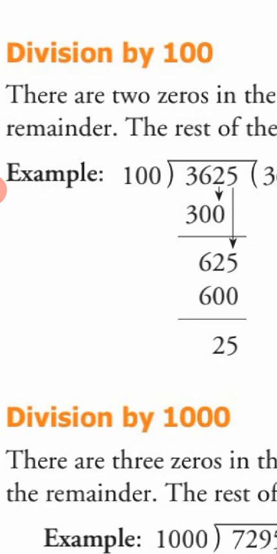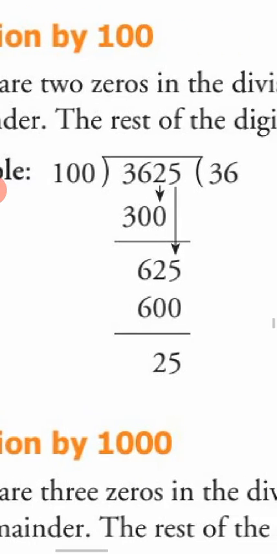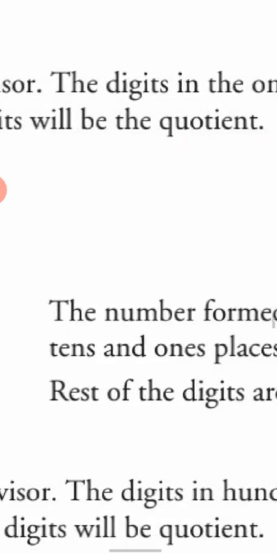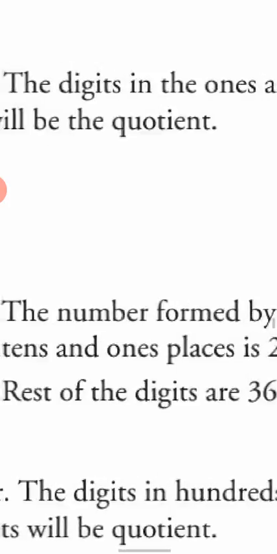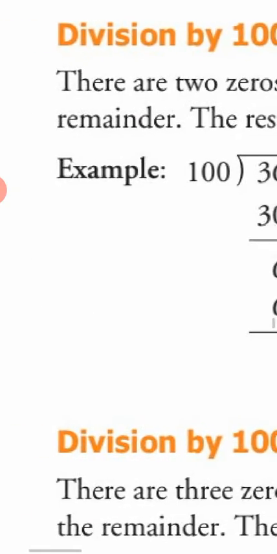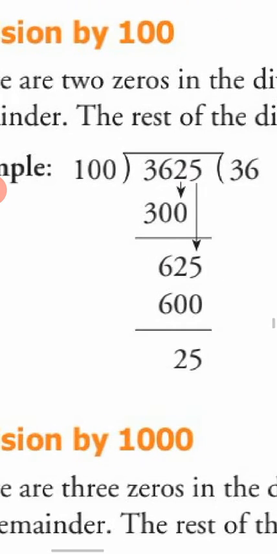Now, when you are dividing with 100, means your divisor is 100 and it is having two zeros. So, in this case, there are two zeros in the divisor. The digits in the ones and tens places become the remainder, because here you have two zeros, so the digits at ones and tens place will become the remainder and the rest of the digits will be your quotient.